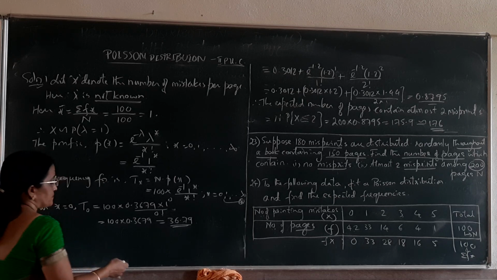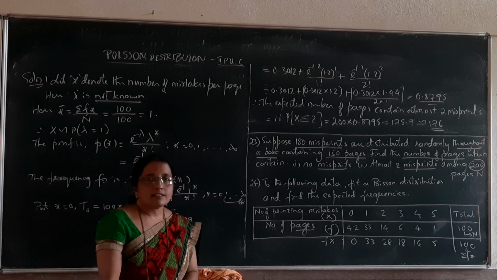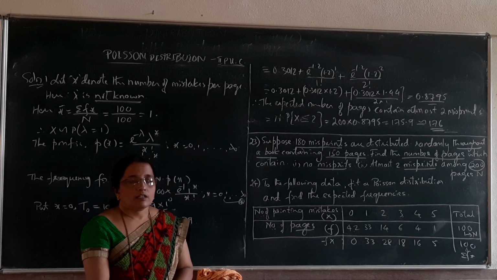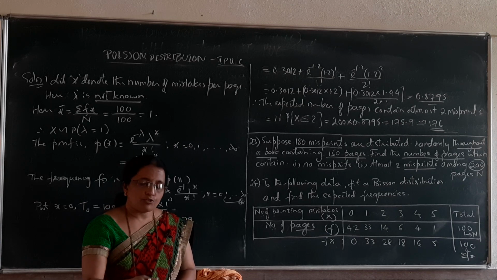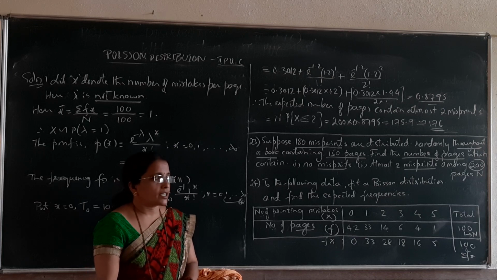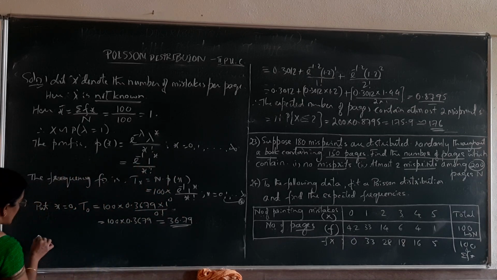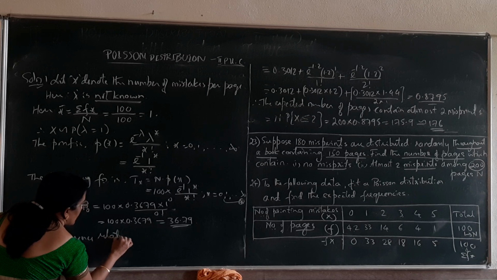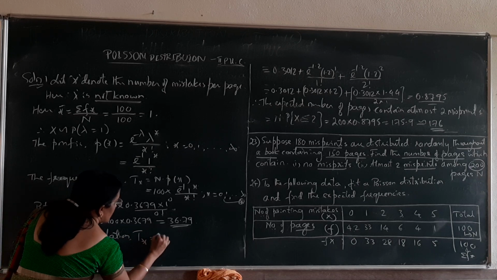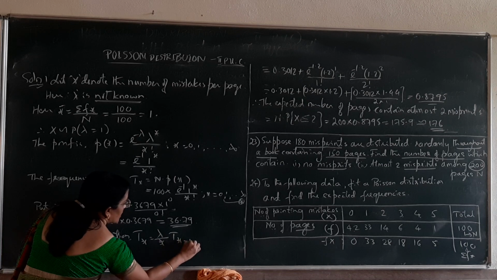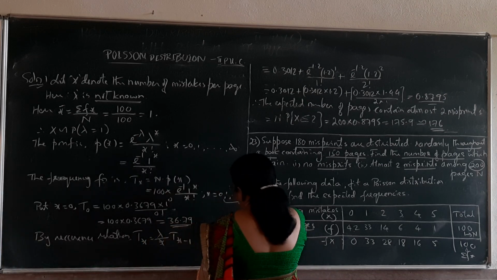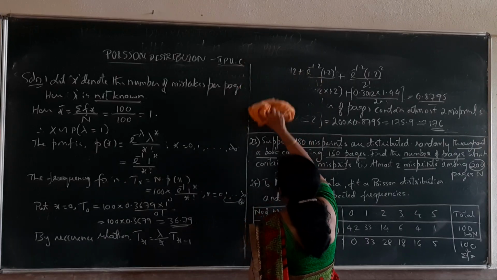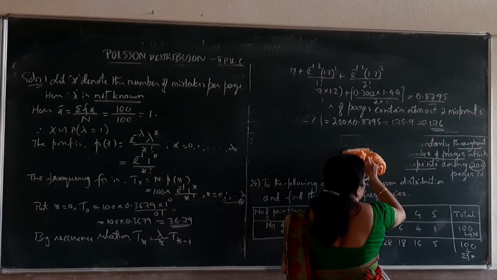Next, we must use the recurrence relation between two successive Poisson theoretical frequencies. Use of the recurrence relation reduces our work. A very simple recurrence relation we can write is Tx equal to lambda by x into Tx minus 1. It is a very simple relationship, and the remaining theoretical frequencies we can calculate easily with the help of this recurrence relationship.